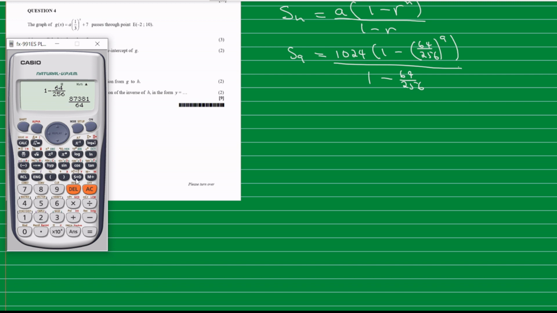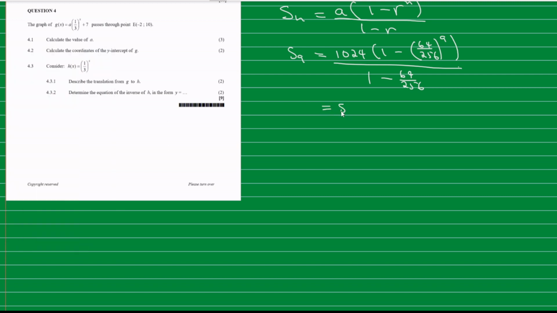That is giving us, let's try decimal. Well, let's leave it like that. 87,381 over 64. Okay, that gives us the sum of the 9 terms.